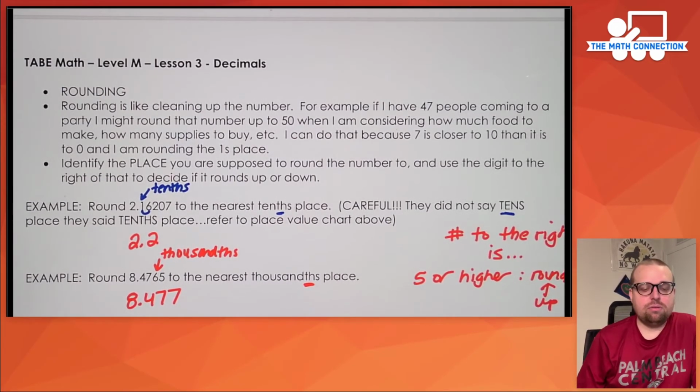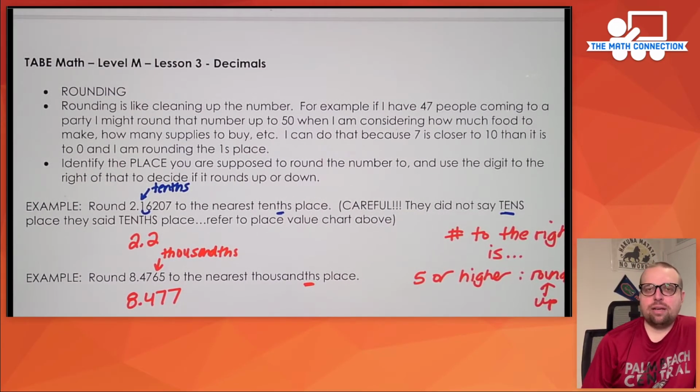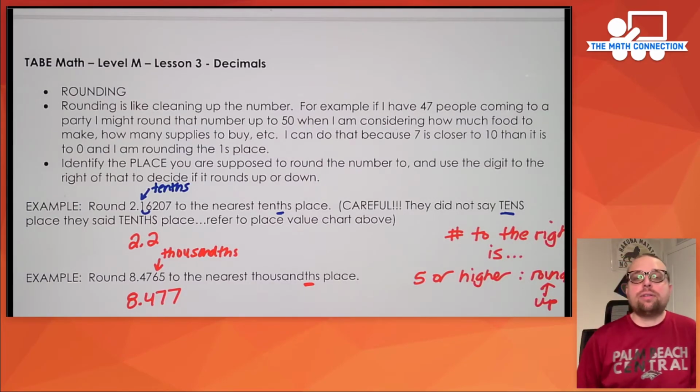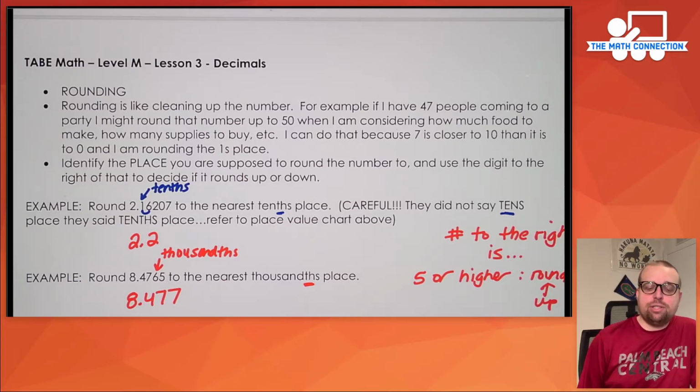The rest of the lesson tonight is talking about how you compare two decimals and decide which one is larger than the other, because sometimes that can be tricky. So we're going to do that. And then there's going to be some information for you about adding and subtracting decimals.